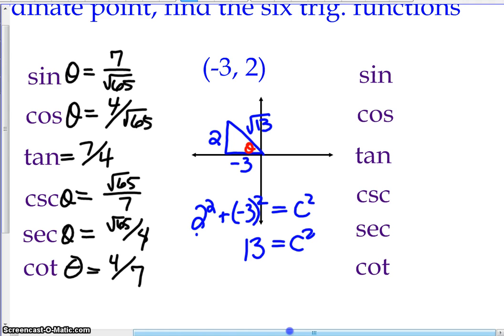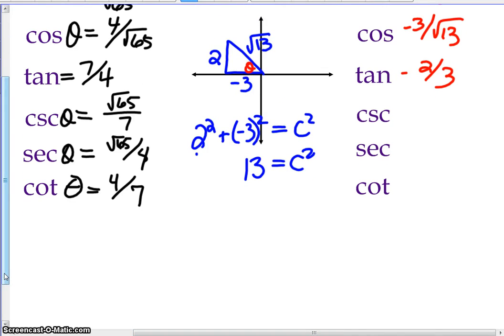So cotangent, sine 2 over square root of 13. Cosine, -3 over square root of 13. Tangent, -2 over 3. Does it matter where the negative is? Gosh, no, not at all. We can put it out in front and we can put it at the numerator. Usually it's just not technically good math to put it in the denominator.